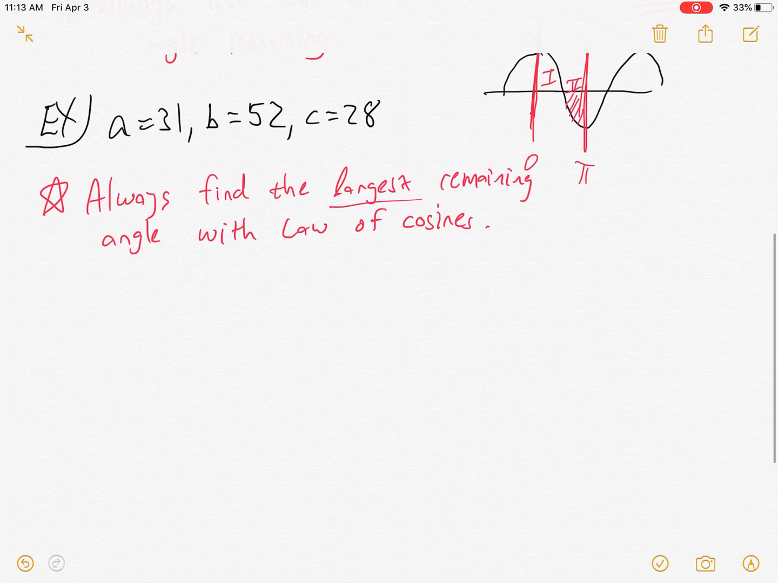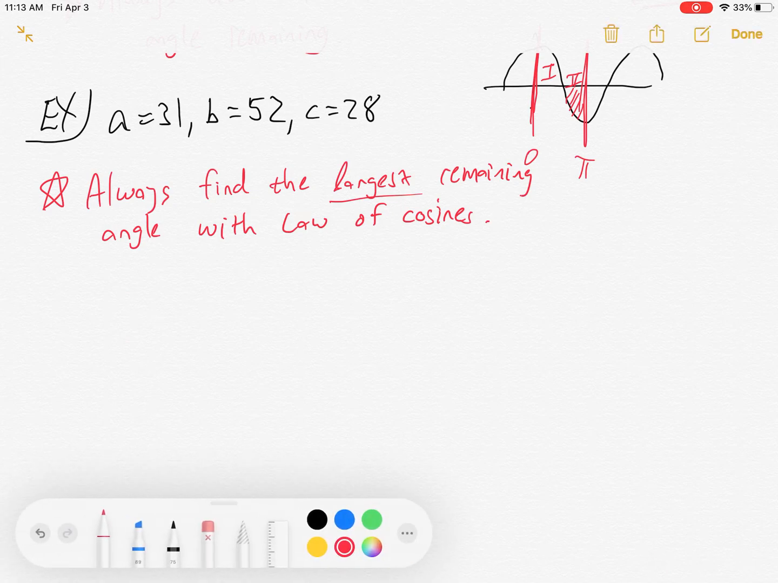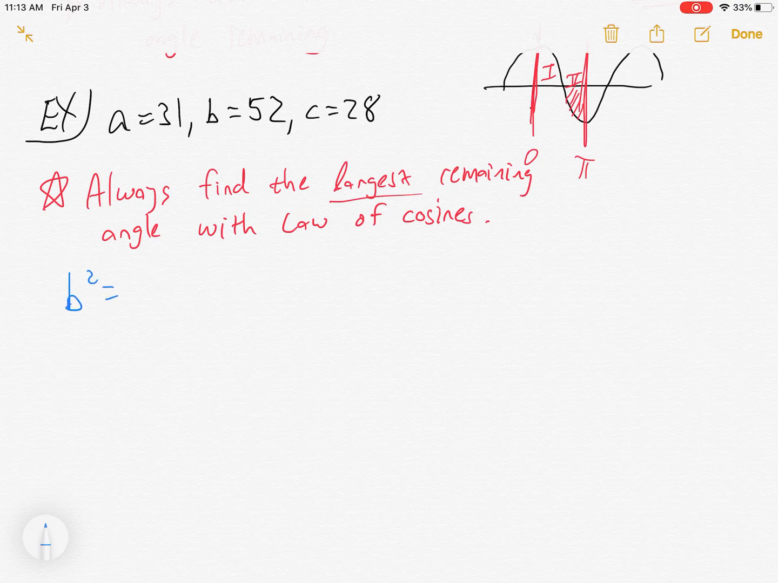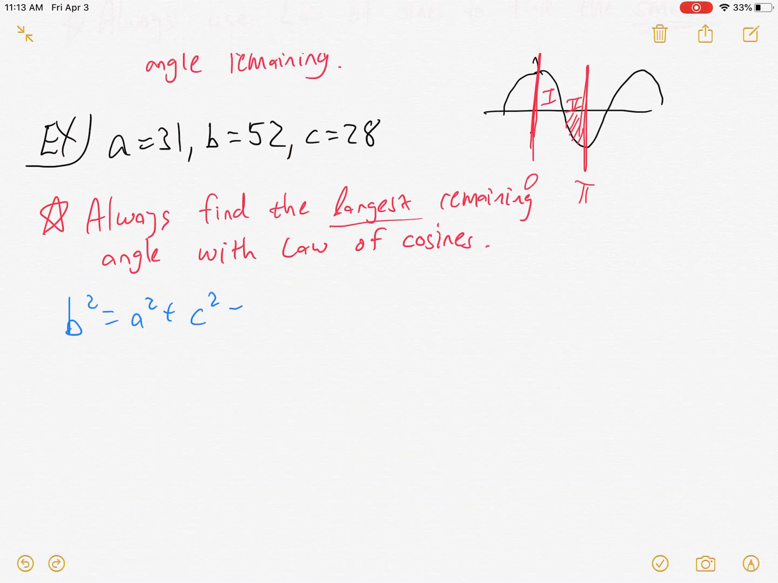Okay, so let's do this one. So we're going to find which angle first? Angle B. That's right. Hopefully that's what you said. So I will start. Again, you don't have to do this, but it's just good practice writing this out.